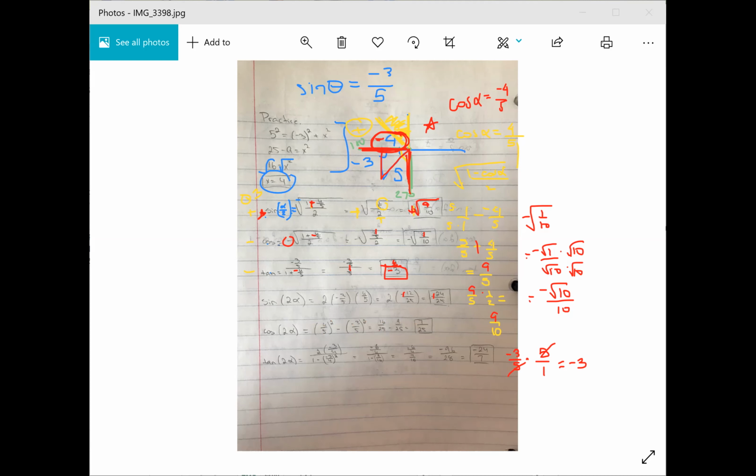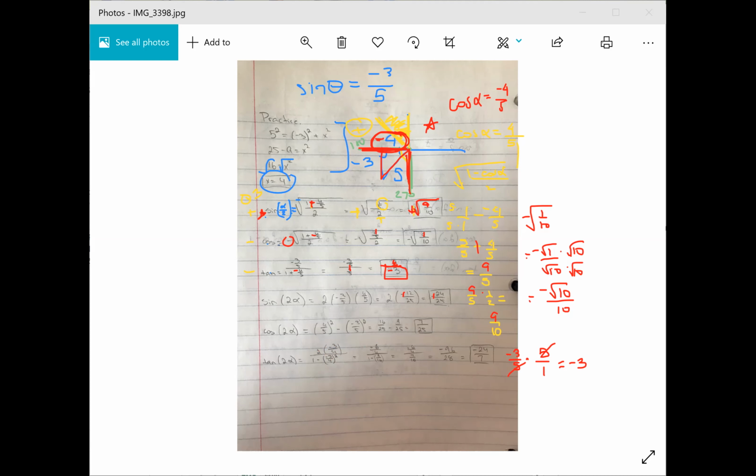Let me erase my little box. And then for tangent, it's the same thing. For tangent, you just have to plug this into the formula. So you're plugging in 2 times negative 3 over 4 all over 1 minus negative 3 over 4 squared. So if you plug this in, 2 times negative 3, that's negative 6. And then negative 6 over 4.